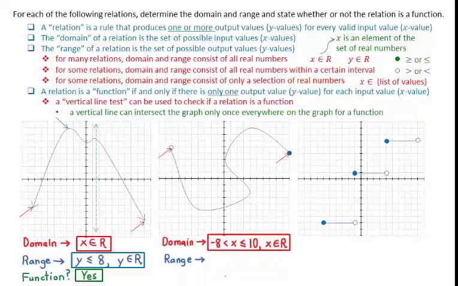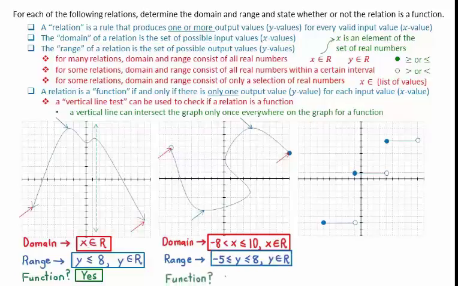For the range, we have a minimum y value at -5. This means that y is greater than or equal to -5, or -5 is less than or equal to y. A maximum y value of 8. This means that y is less than or equal to 8. We then have the range -5 less than or equal to y, less than or equal to 8, and y ∈ ℝ.